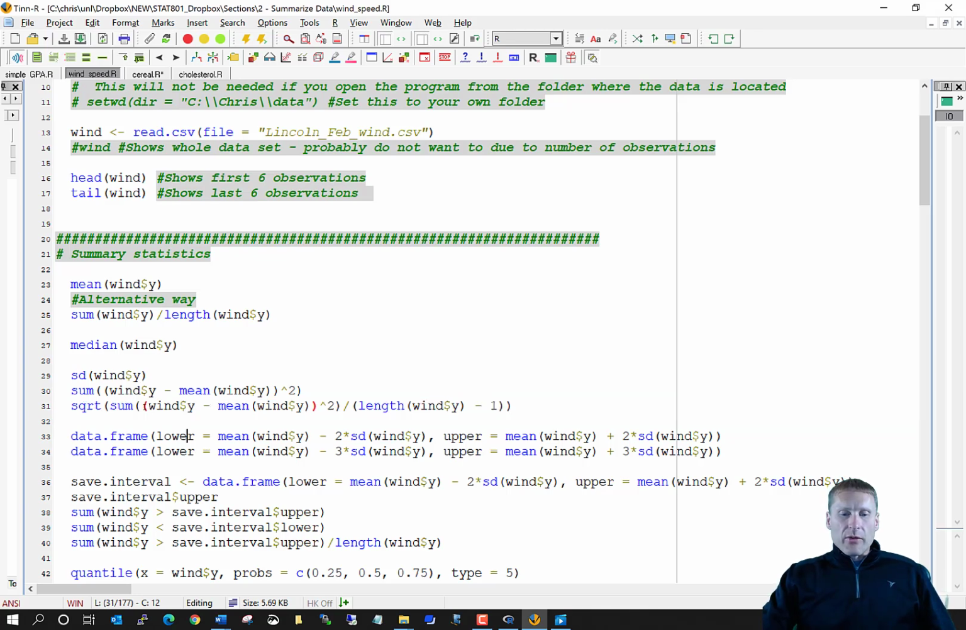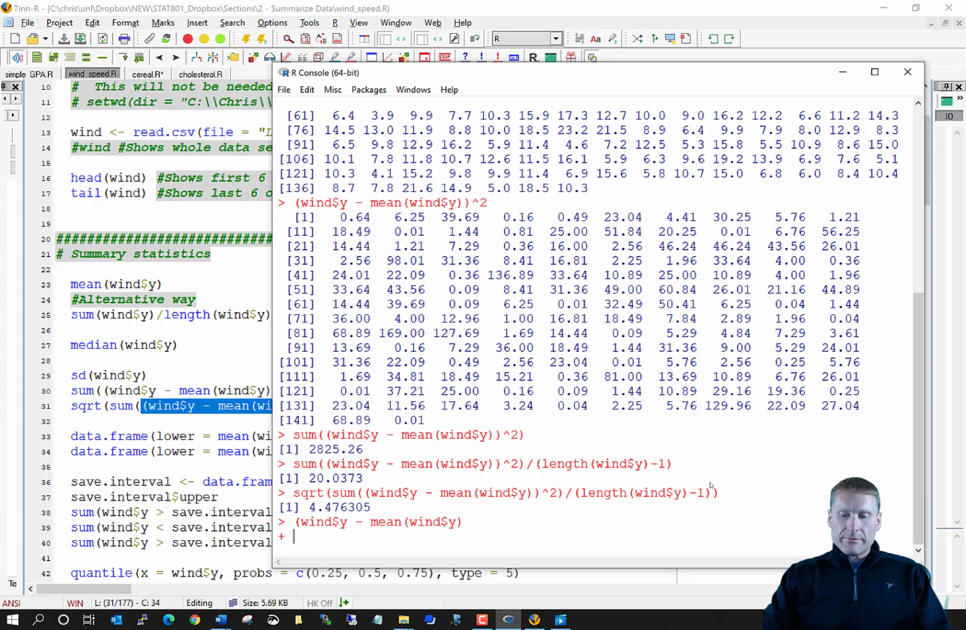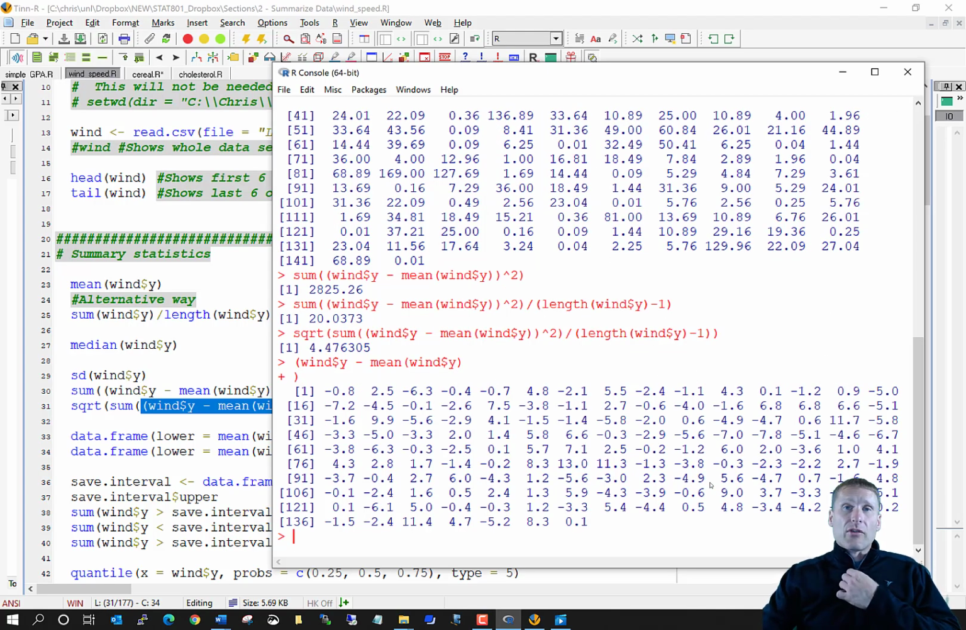But what you can do is actually highlight part of the code inside of it and run that and see what happens. So let me just do that. Oops. And there's those deviations from the mean again.